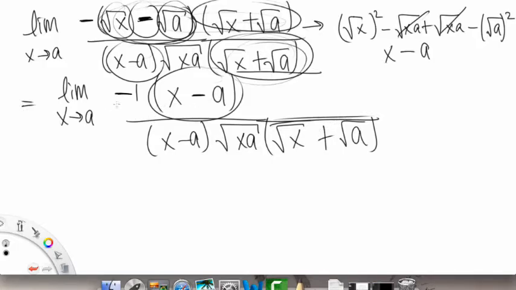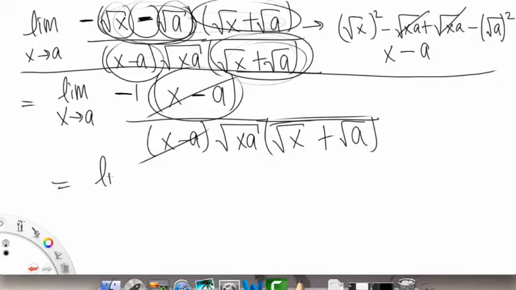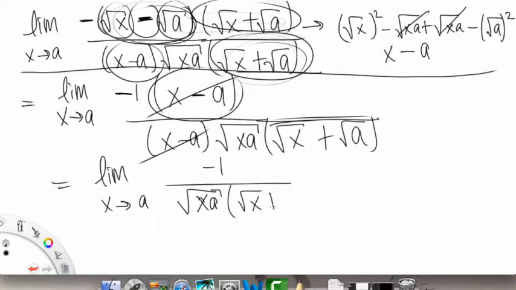And what we can do with this limit, I'll draw a line here so you don't get confused between those two, is cancel out the x minus a on the top and the bottom. So what we're left with is the limit as x approaches a of -1 over square root of x times a, okay, that's in there, and then this is being multiplied times square root of x plus square root of a.